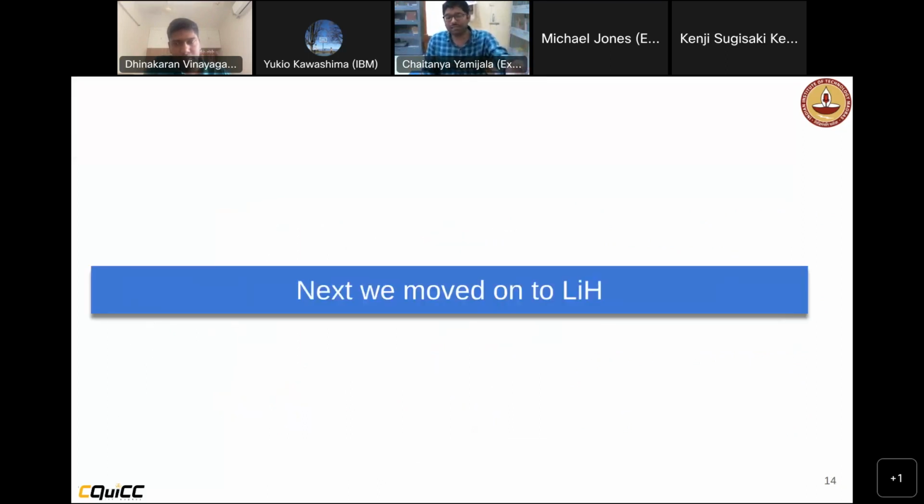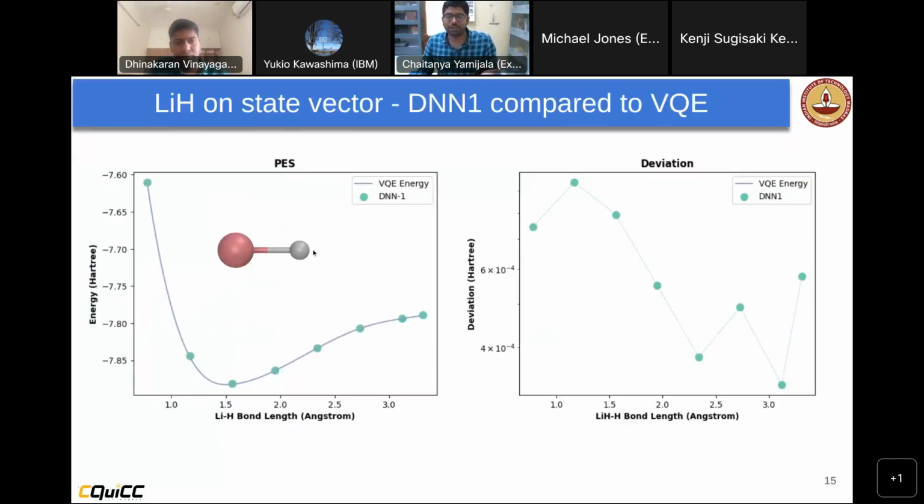So with the success of this H2 molecule, we went on to do the same kind of calculations with LiH. Here I am just showing the deviations with respect to the VQE. You can see here again that for DNN1, that is, I take the parameters predicted by the DNN, the machine learning, and I perform only one iteration. If I do so, the errors that I am getting are more or less close to the chemical accuracy, 10 to the power of -4 order.